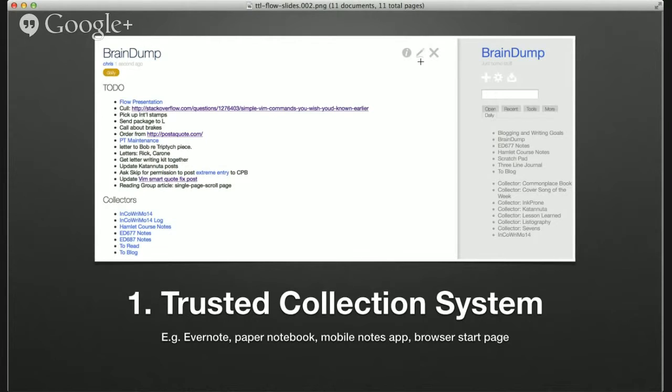You might use Evernote, you might use a paper notebook. There are various mobile apps for note taking. Whatever the case might be, the fundamental piece of any system that will help you become more productive with the time that you have is going to have some place to put things.